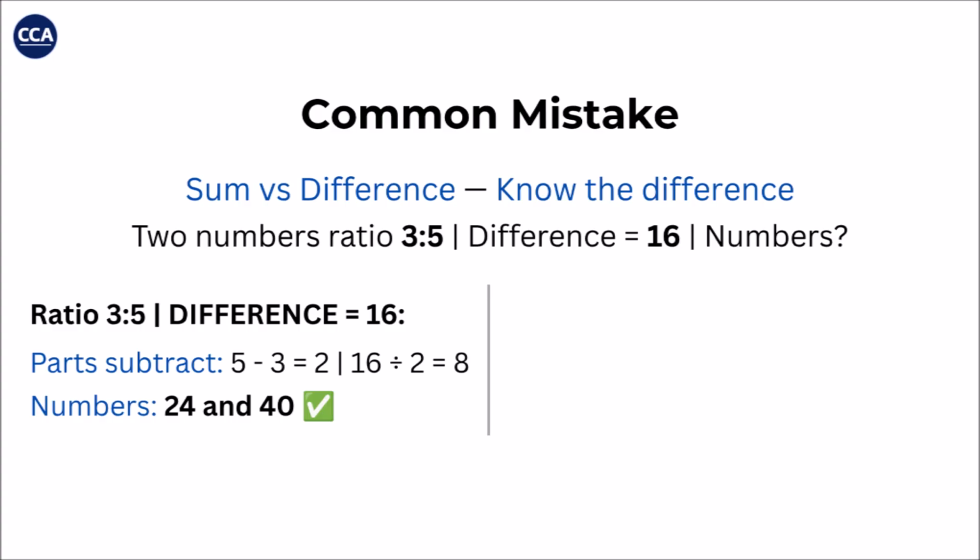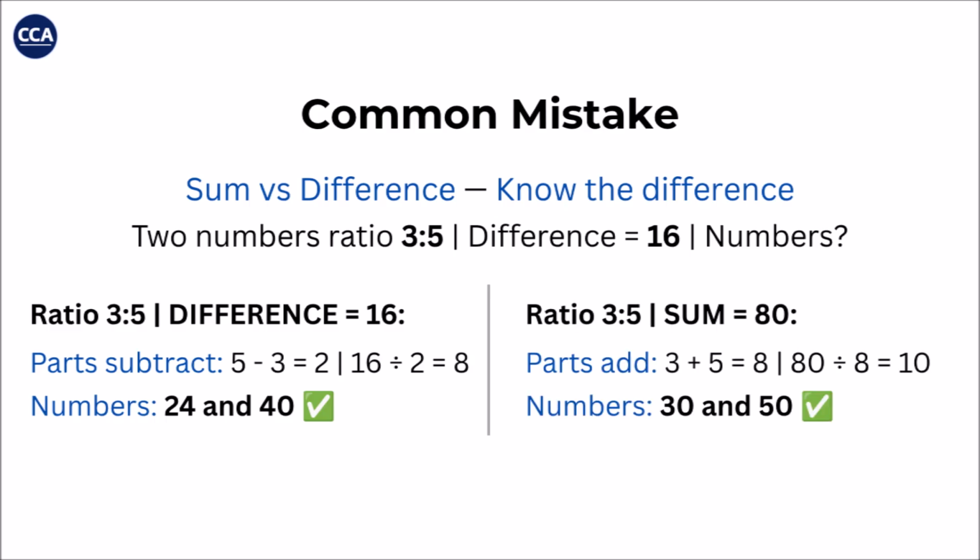Let me show you the version students get wrong. The mistake happens when students confuse sum and difference. For some problems, add the ratio parts, divide the total, multiply each. For difference problems, subtract the ratio parts, divide the difference, multiply each.